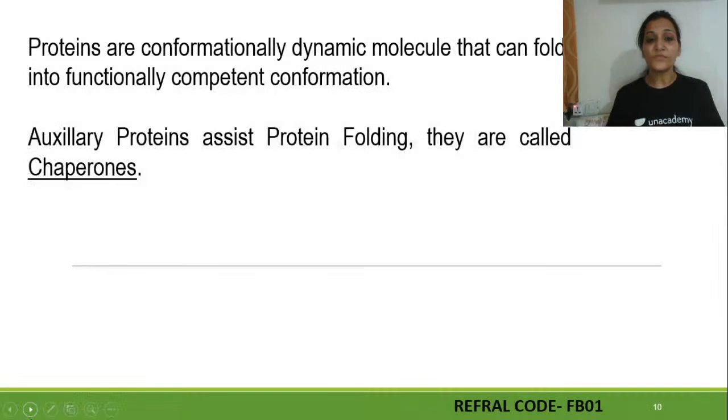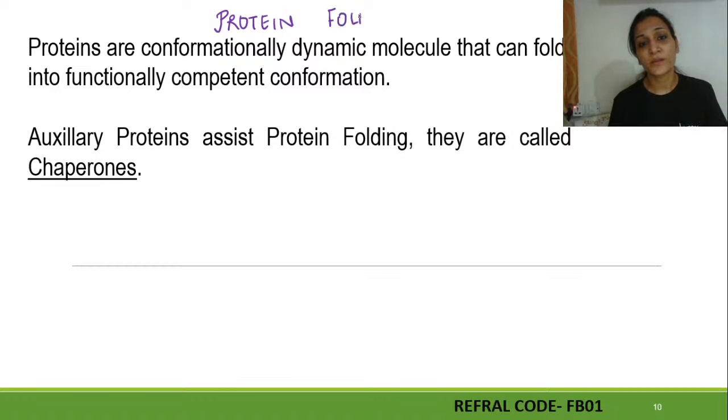So let's begin with today's topic, that is protein folding. It is one of the very interesting topics, and it is very important from the AIIMS and PGI exam point of view. Very many questions are asked on this. So let's begin with protein folding. What is our topic of today? Protein folding. So how are proteins formed, basically?